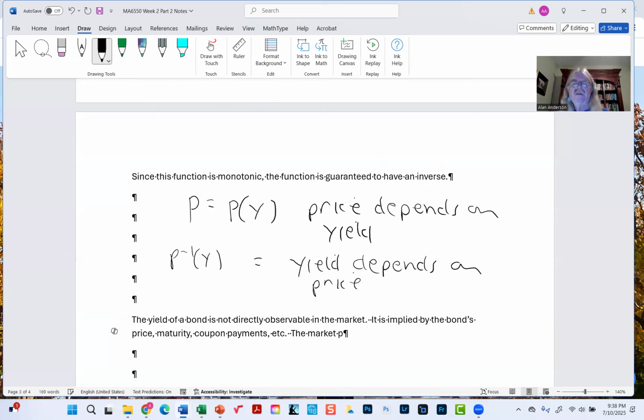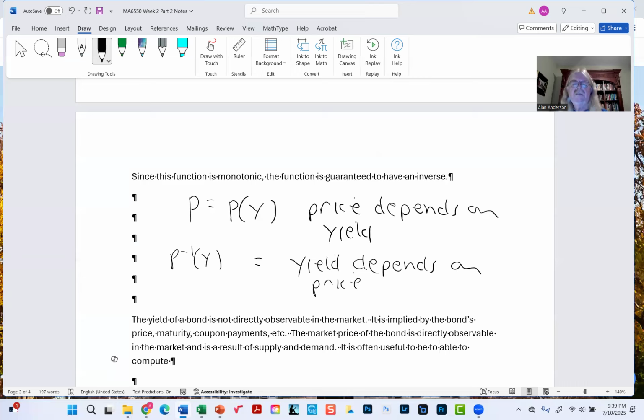The market price of the bond is directly observable in the marketplace and is a result of supply and demand. So therefore, it is often useful to be able to compute the yield of a bond from its price.